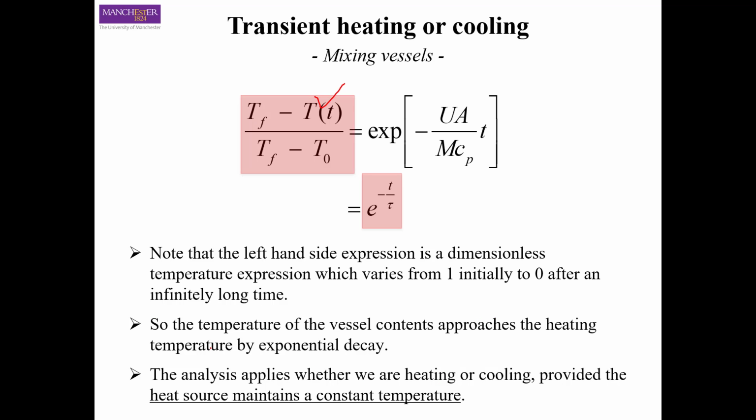What this means is that the temperature of the vessel, the batch fluid, will attain the temperature of the heating fluid if you give it infinite time, and these two temperatures become equal with an exponential decay, that is minus t over tau. This expression works whether you are heating your fluid or cooling your fluid, so in both cases the analysis will remain the same. The only thing that will change is that in the case of cooling, Tf will be lower than T naught, which means it will be lower than the starting temperature of the fluid.